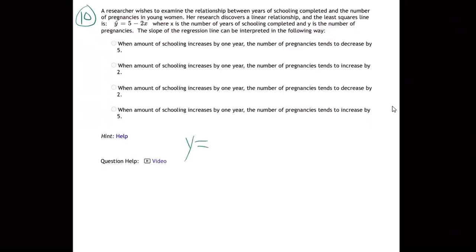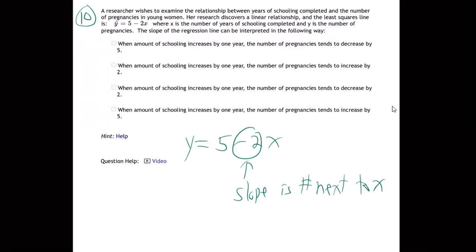So what is it? What are they talking about? Well, here's the equation of the line. Y equals 5 minus 2x. Did you know this part right here is the slope? The slope is the number next to X. So whenever you have a linear equation, you might remember from your earlier math classes, the slope is the number next to X.